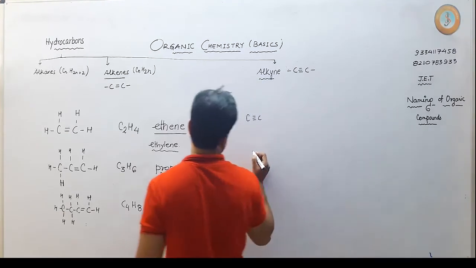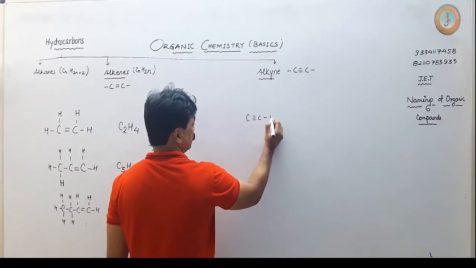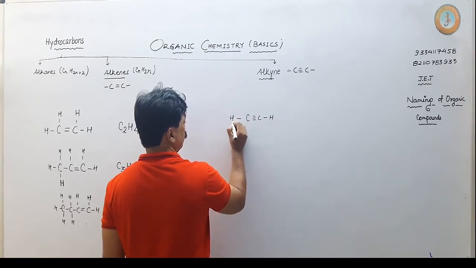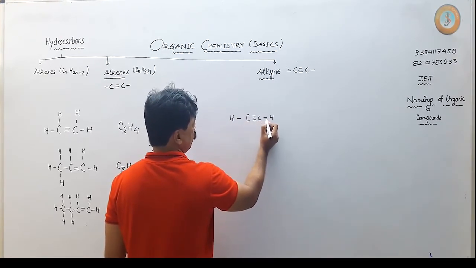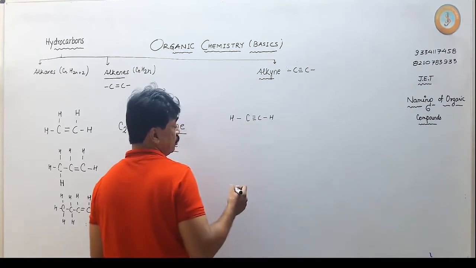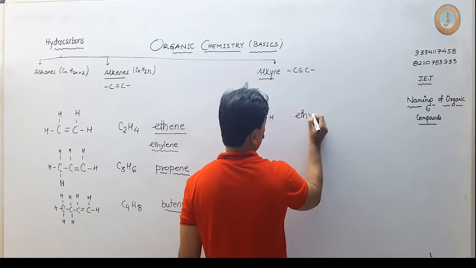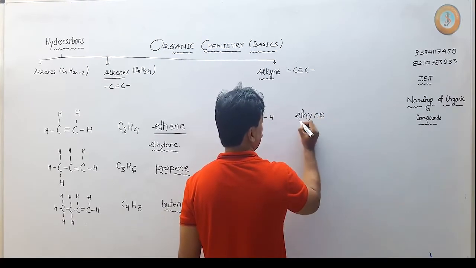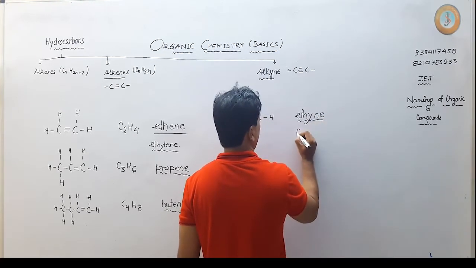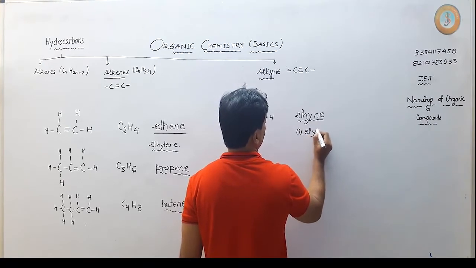Now the first one is this one, an alkyne. The first member of alkyne is this one. I put only one H on each carbon because 1, 2, 3, 4 bonds. Now can you guess the name? I am putting eth. Yeah, very good. It is ethyne. And the other name is acetylene.